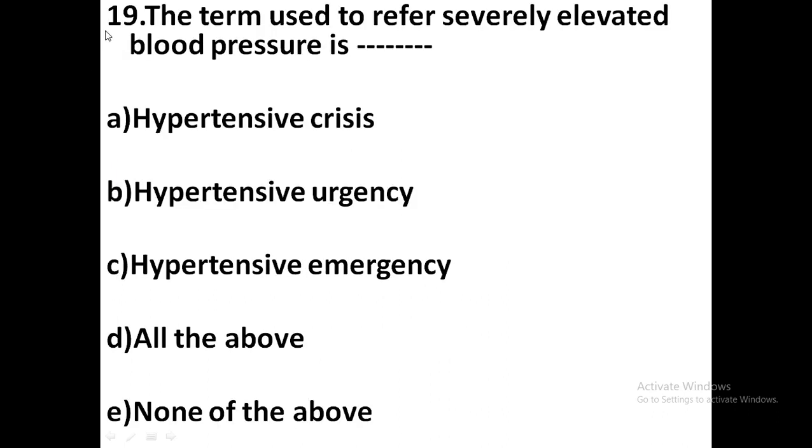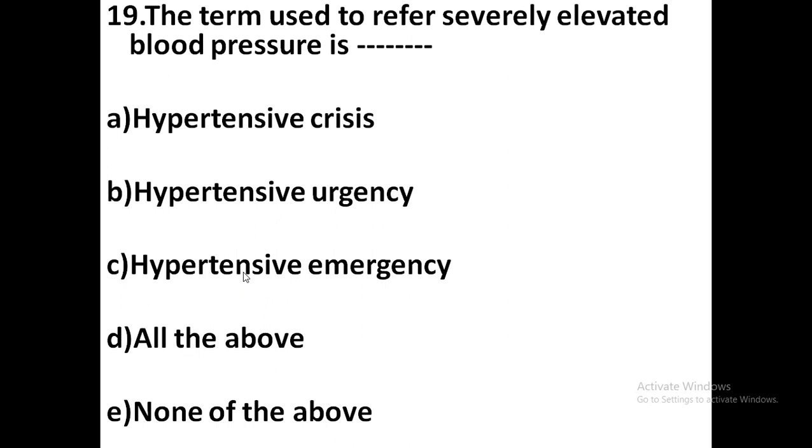19th one, the term used to refer severely elevated blood pressure is option A, hypertensive crisis. Option B, hypertensive urgency. Option C, hypertensive emergency. Option D, all the above. Option E, none of the above. Answer, option D, all the above.